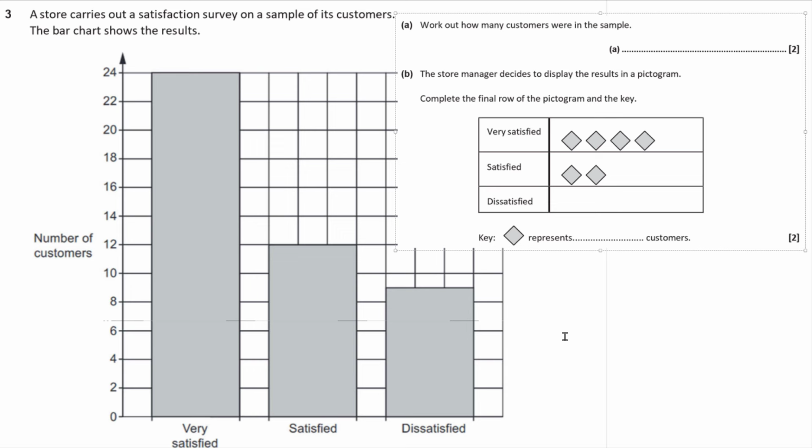Question 3: a store carries out a satisfaction survey on a sample of its customers. The bar chart shows the results. So we can see very satisfied, satisfied, and dissatisfied against the number of customers. Work out how many customers were in the sample.